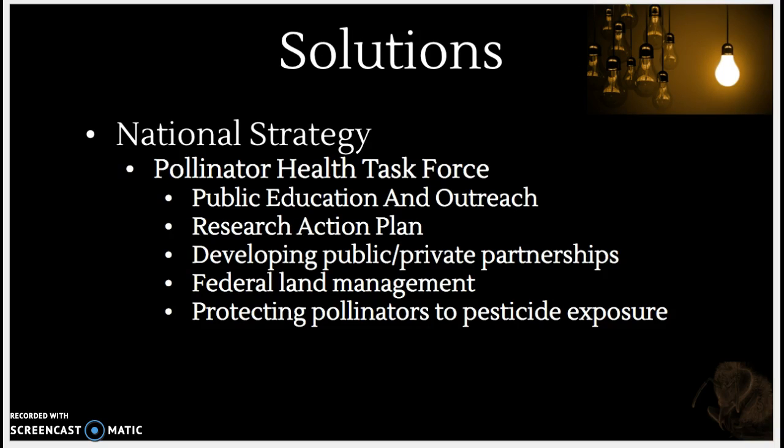In May of 2015, the Obama administration developed a national strategy to promote the health of honeybees, the National Strategy to Promote the Health of Honeybees and Other Pollinators. The Pollinator Health Task Force was appointed to tackle and reduce the impact of multiple stressors on pollinator health and focus largely on increasing and improving pollinator habitats. The initiative includes pollinator public education and outreach, a research action plan, developing public and private partnerships, implementing federal land management, and protecting pollinators from being exposed to pesticides.